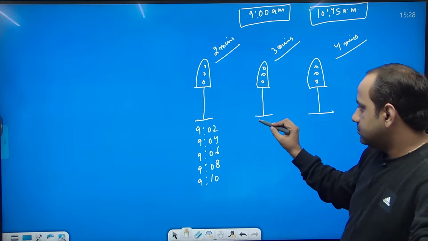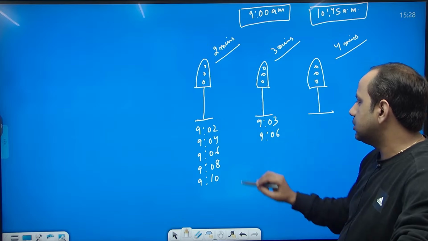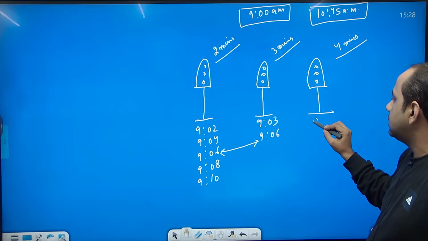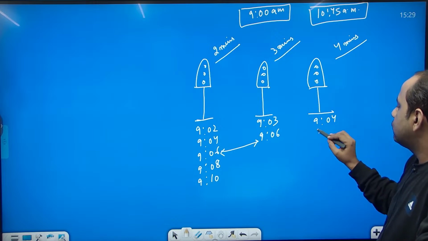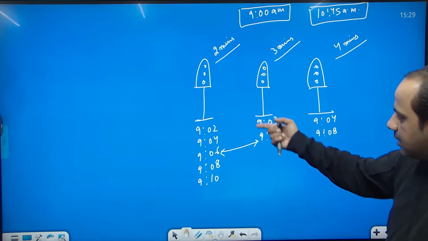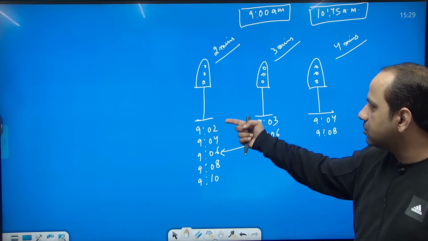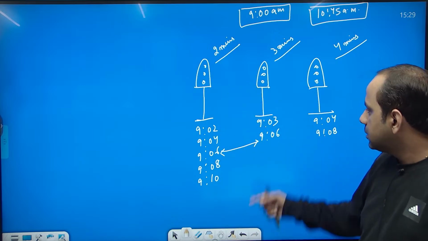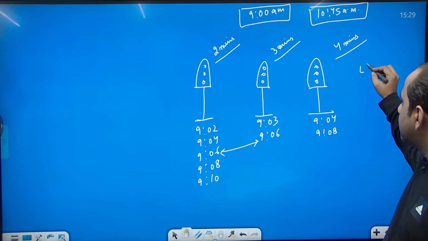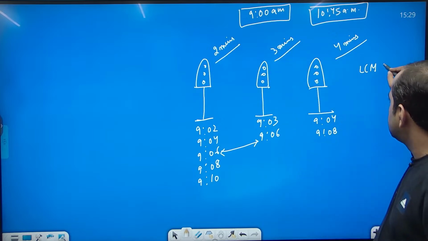This will be green at 9:03, 9:06. Now see, both are green together. But the problem is when we take this third one, this will be 9:04 and then 9:08. At 9:06 this will not be green. So what are we taking? We are taking multiples or factors? Multiples. These are multiples of 2, na? 2, 4, 6, 8. These are multiples of 3. So that means we have to take LCM or HCF? LCM. We have to take LCM of 2, 3 and 4, and that is 12.